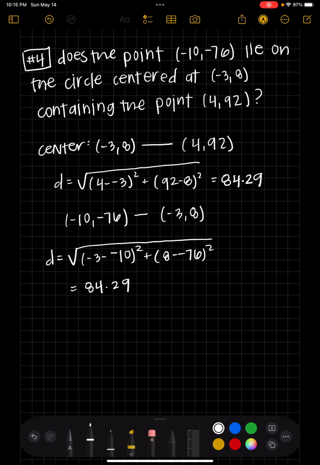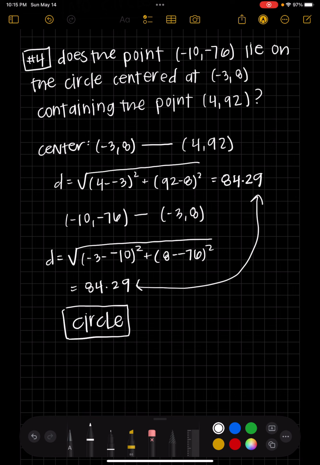And we get 84.29. Okay, so these two are the same, which means that this new point, which we didn't know was on the circle or not, creates the same length between the center and the point, which means it has to be a radius, which means this is definitely on the circle. So yes, it is on the circle because it creates the same radius.